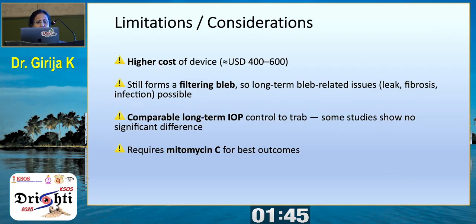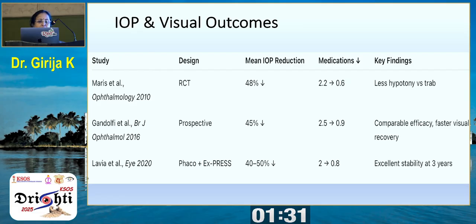But it has higher cost, and it still forms a filtering bleb. So bleb related complications are possible, and comparable long-term IOP control to trabeculectomy. And it requires mitomycin C for best outcomes.